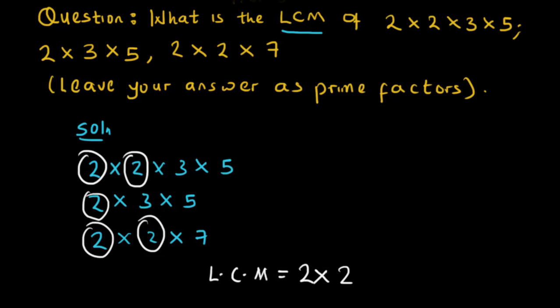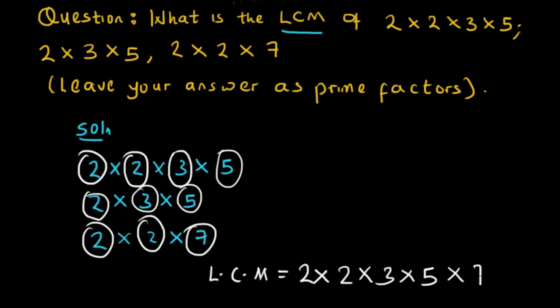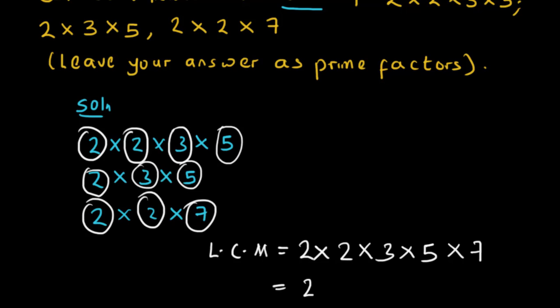Can you see? A little bit different from HCF. 3 is here, 3 is here, we pick 3. 5 is here, 5 is here, we pick 5. And then we have 7. So we can say LCM equals 2 raised to power 2 times 3 times 5 times 7, and this is the answer. So when numbers are repeating, you just pick one of them and then you multiply through. Does this make sense? Let's take another question.